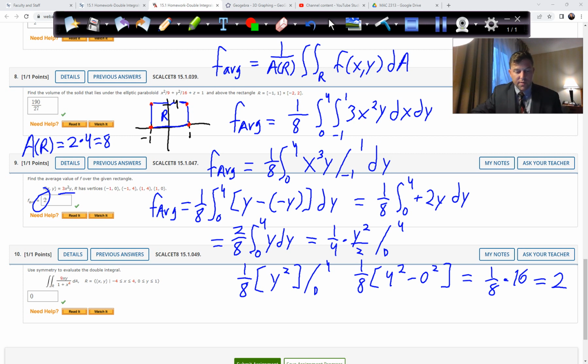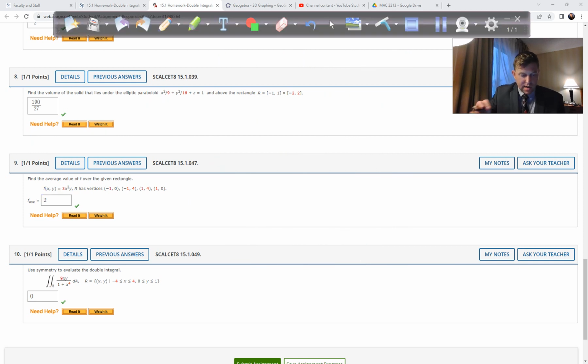So the antiderivative of that rectangular region applied to that surface, 3x squared times y, the average value of that would be 2. Okay, last problem. Use symmetry to evaluate the double integral. So we have a very similar type problem. I believe I did y first. Yes, let's do that.